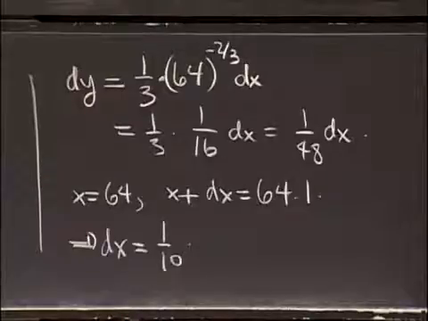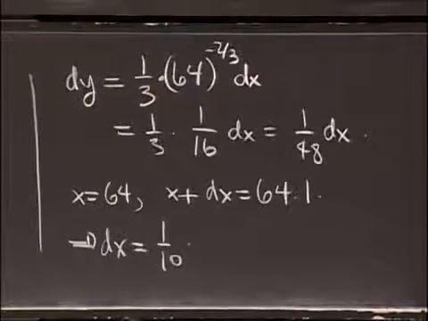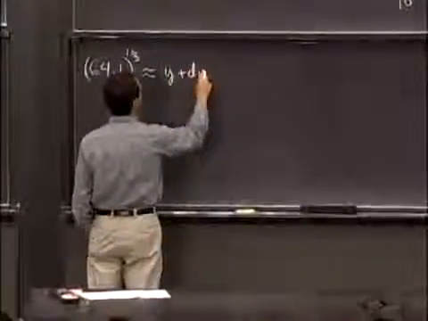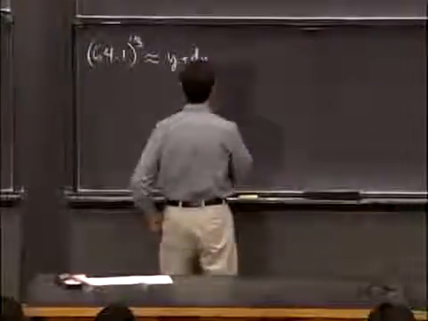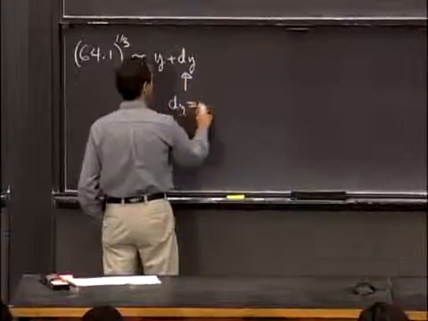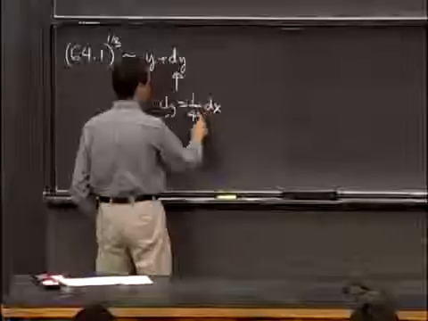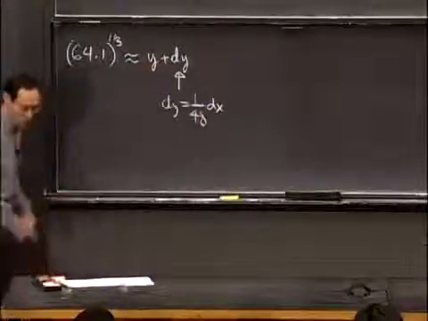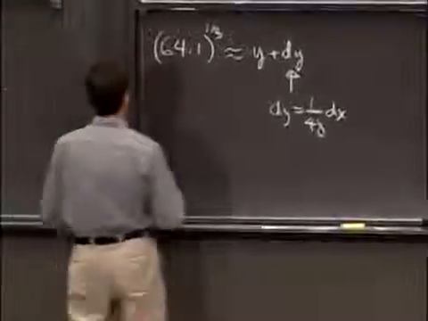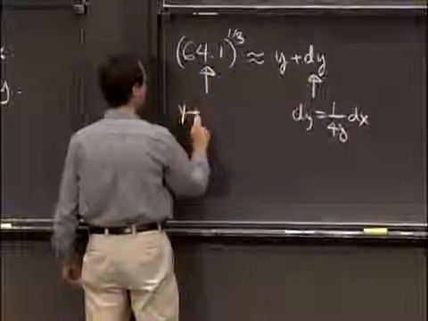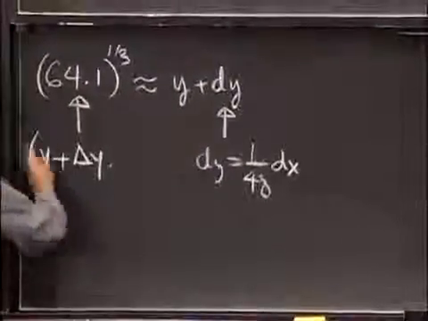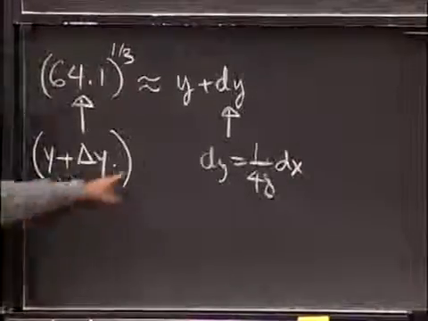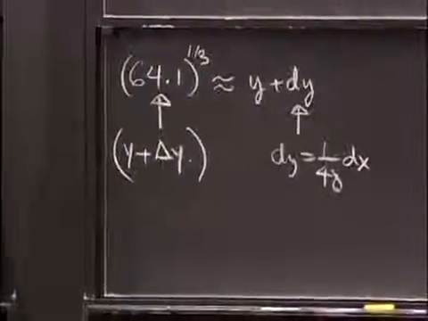The approximation says that 64.1 to the 1/3 is approximately what I'm going to call y plus dy, because the dy that I'm determining here is determined by this linear relation: dy is equal to 1/48 dx. This is only approximately true, because what's really true is that this is equal to y plus delta y in our previous notation. That's only approximately equal to what the linear approximation would give you.